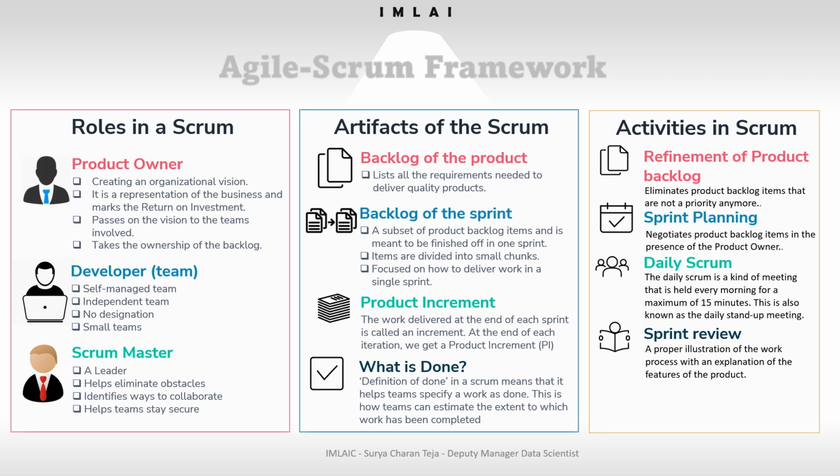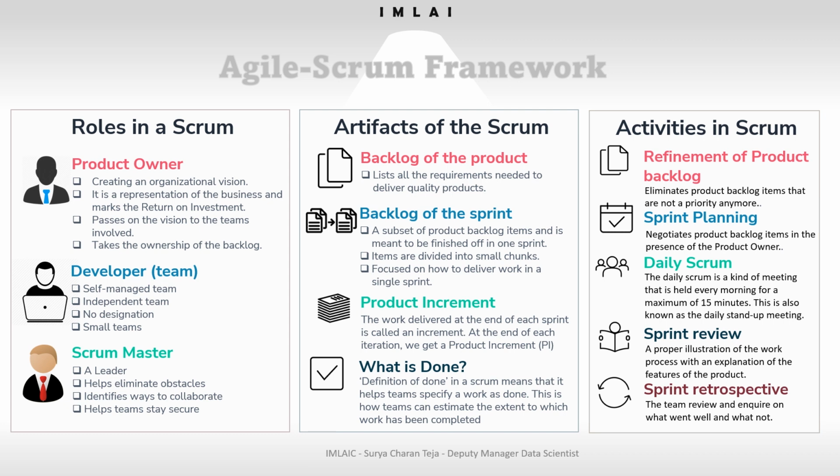It's a proper illustration of the work process with an explanation of the features of the product. In the sprint review, a meeting is called by the Scrum master that is attended by the teams involved and all the stakeholders to discuss the product developed and the work process followed. That's our sprint review. Then the next activity, though it's not the last, is the sprint scrum analysis.